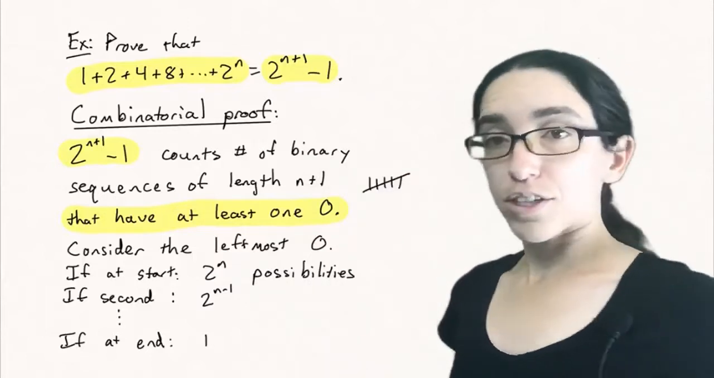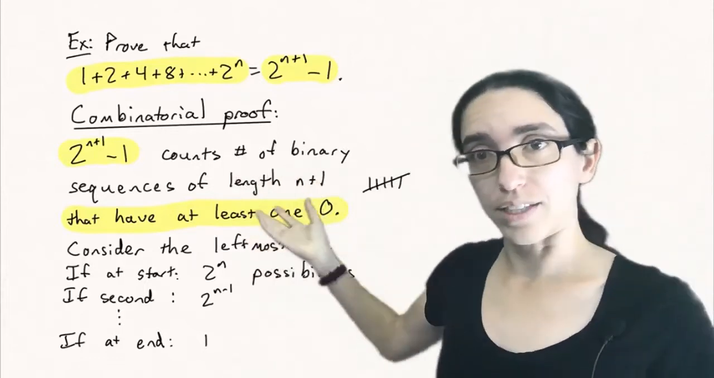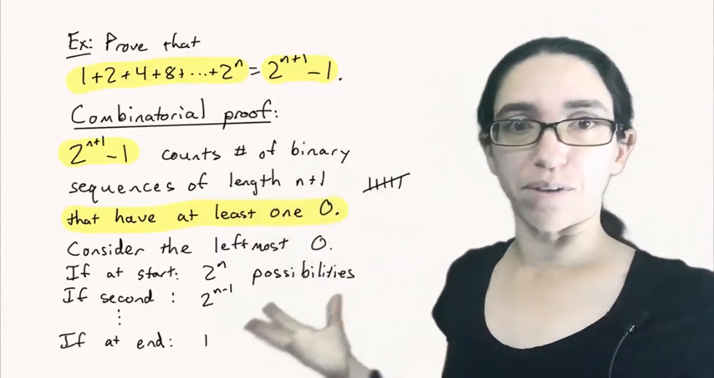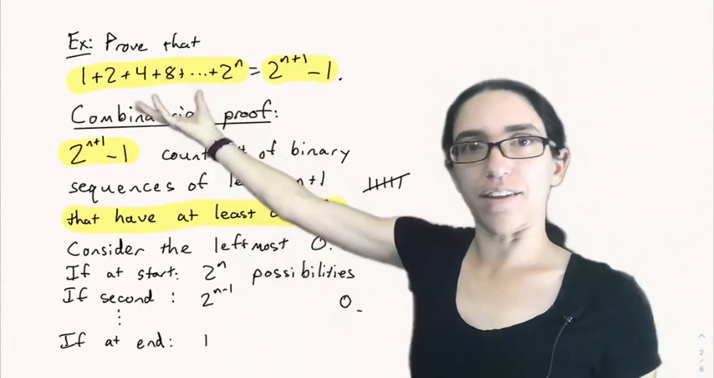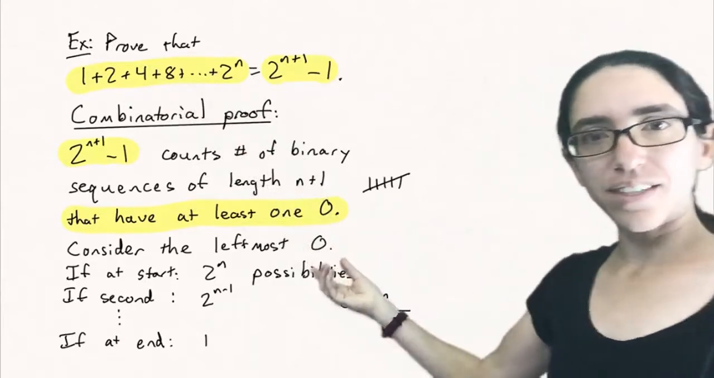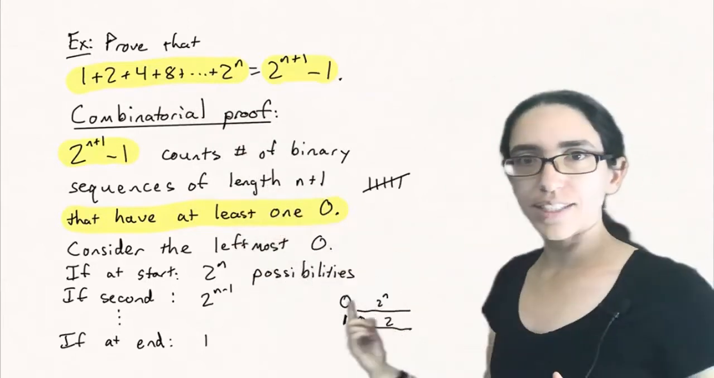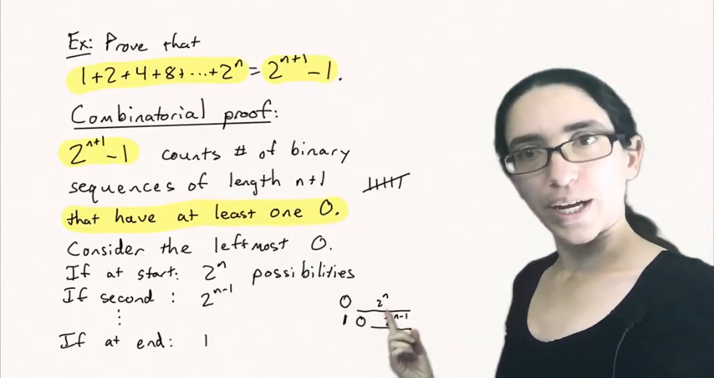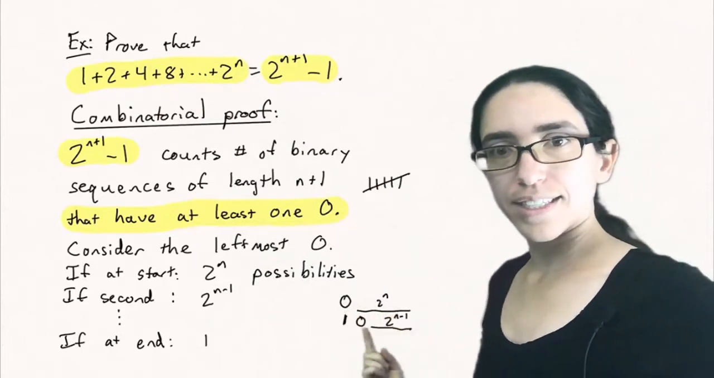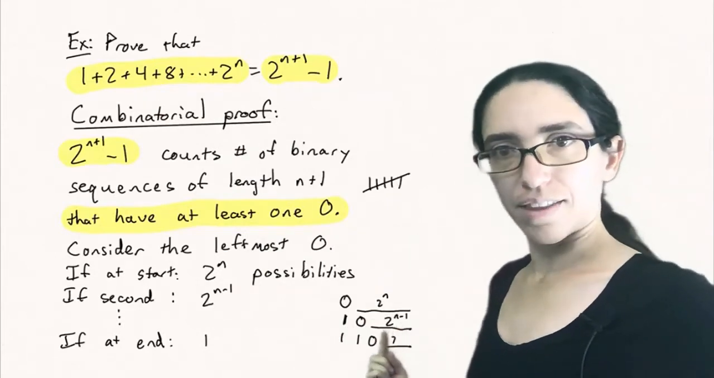So there's usually more than one way of coming up with a combinatorial interpretation here, by the way, some set that it counts, but you just have to find one and then show that the other side of the equation counts it as well. Well, for this side, let's consider the position of the leftmost zero, since we know there's at least one zero. If it's at the start, there's 2 to the n ways of filling in the rest of the word. If it's in the second position, that must be a 1, and then there's 2 to the n minus 1 ways of filling in the rest of the word.